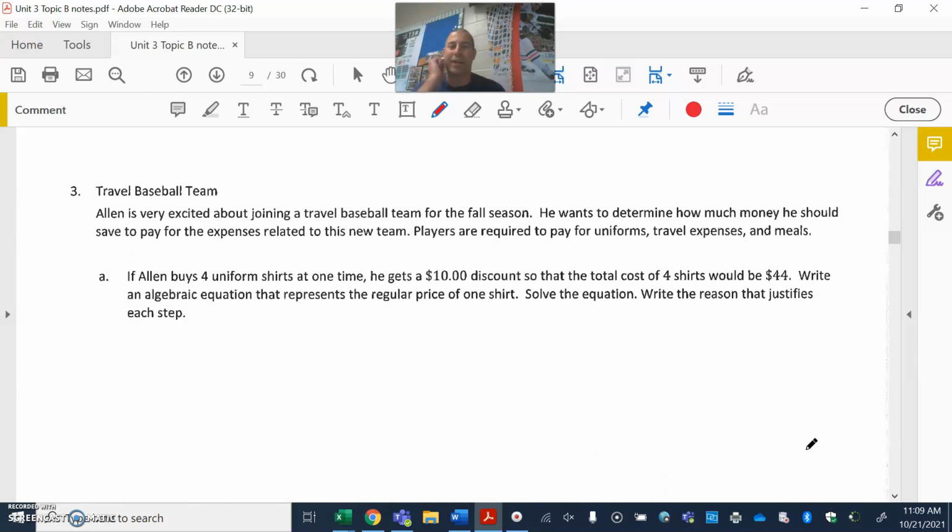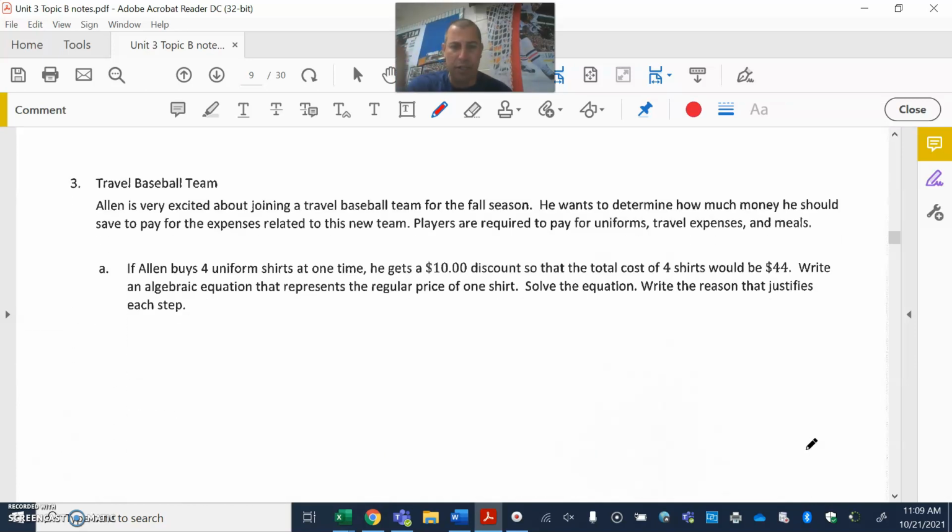Question 3. Alan's very excited about joining a travel baseball team for the fall season. He wants to determine how much money he should save to pay for the expenses related to his new team. Players are required to pay for uniforms, travel expenses, and meals. He buys 4 uniform shirts at one time. He gets a $10 discount, so the total cost of the 4 shirts would be $44. Write an algebraic expression that represents the regular price of 1 shirt.